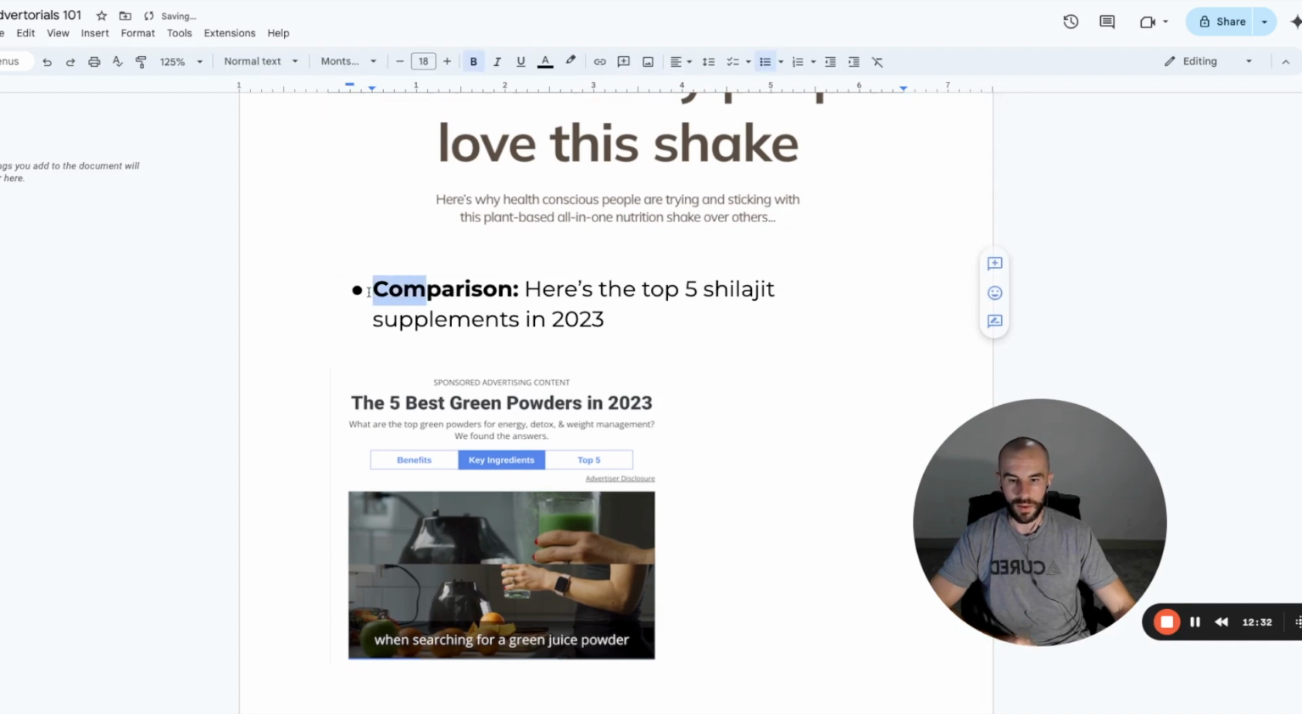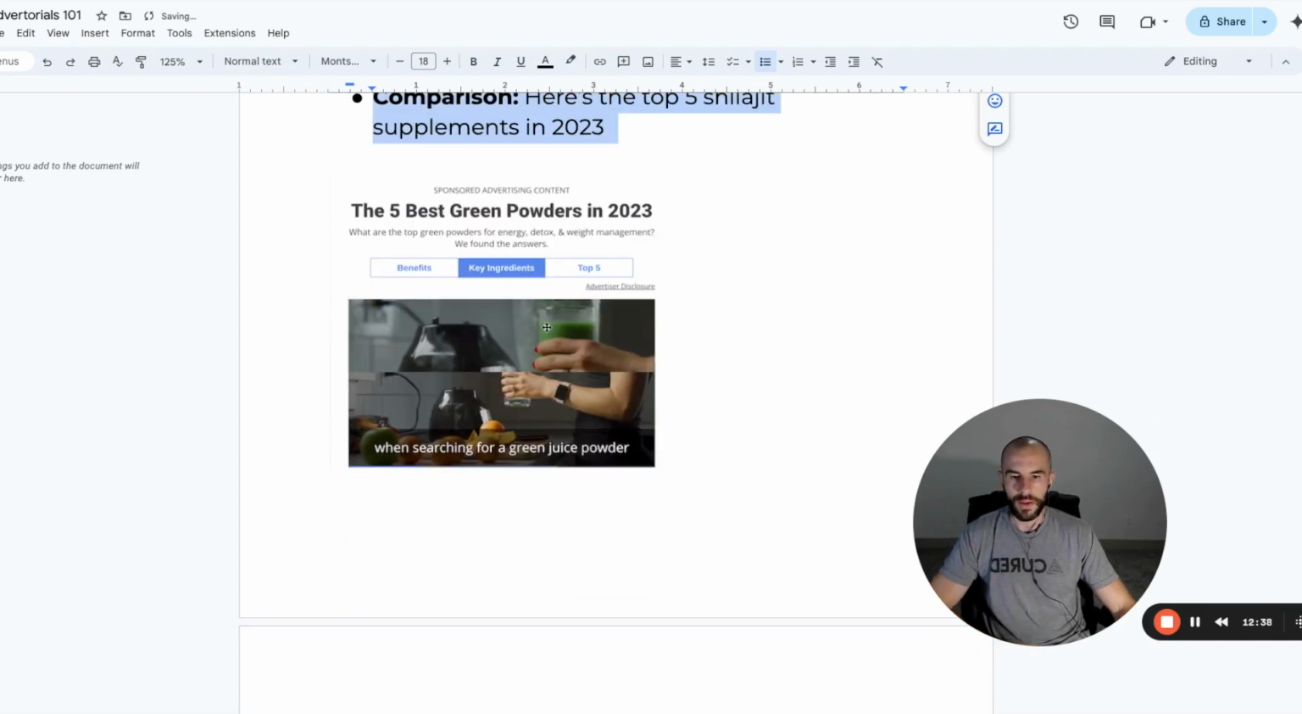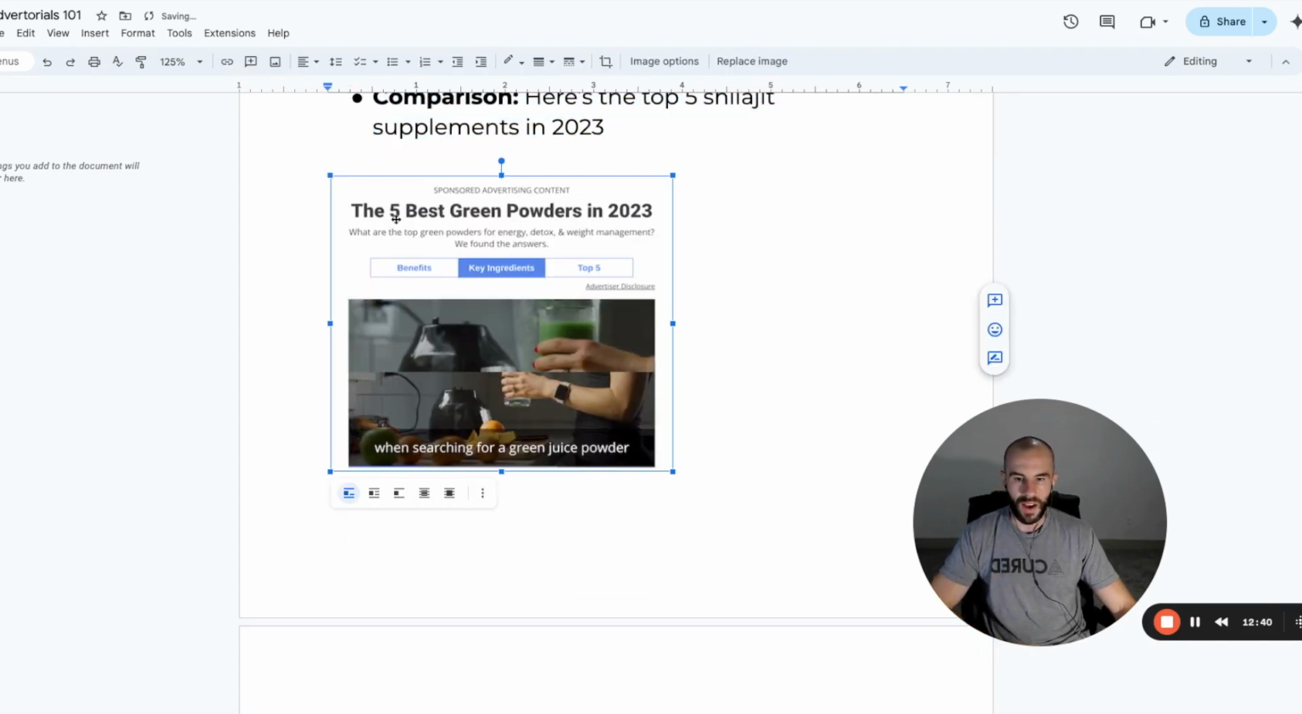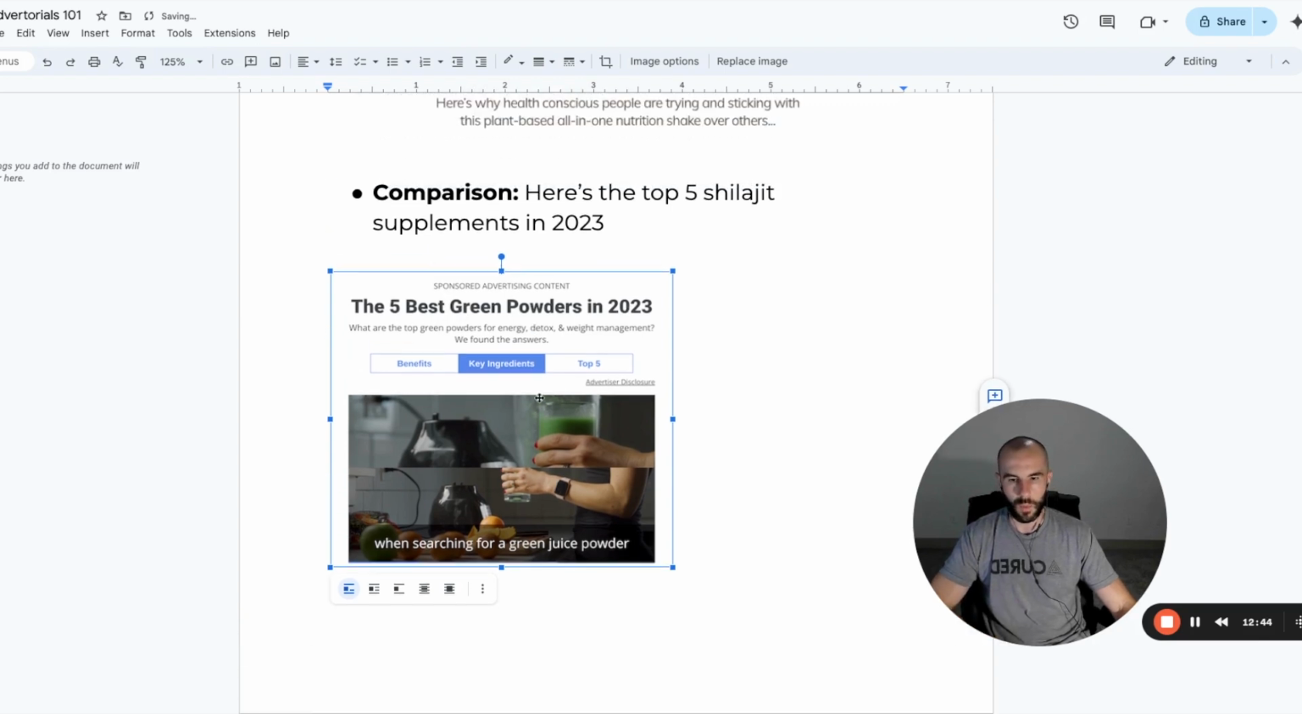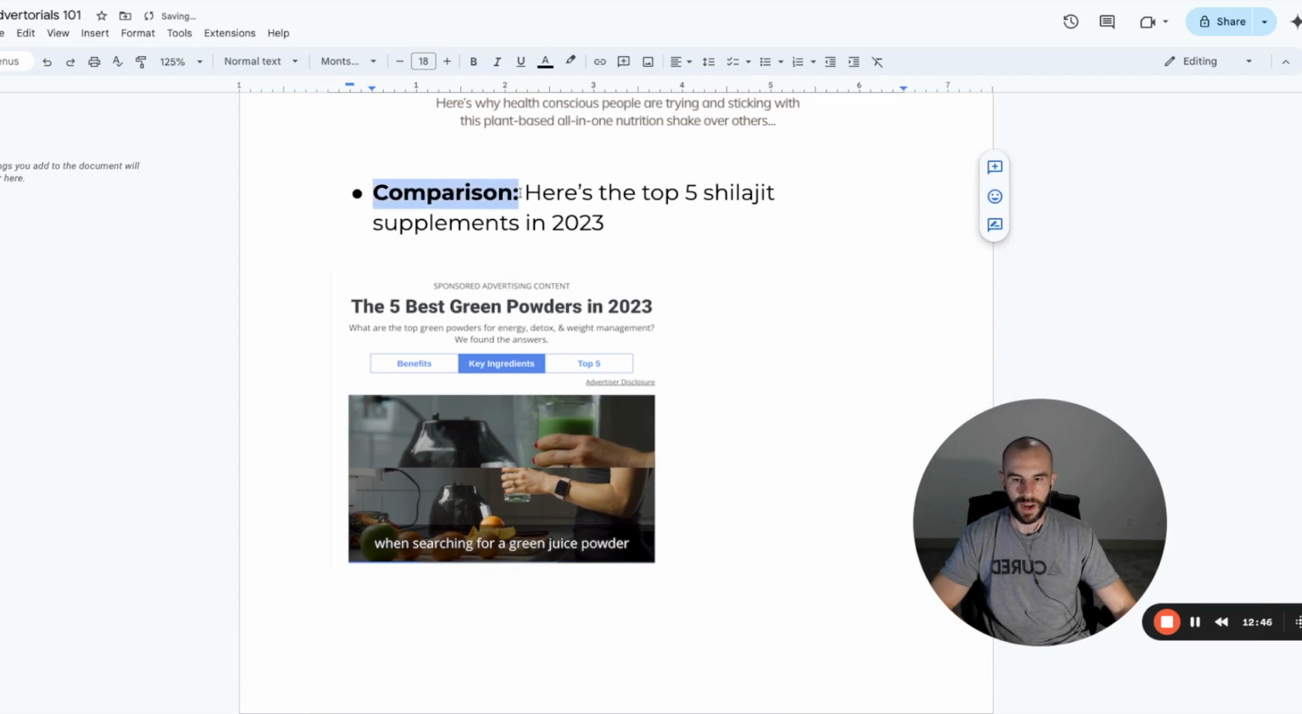Then we have a comparison advertorial. Here's the top 5 legit supplements in 2023. This one right here that I found online, the 5 best greens powders in 2023. It's just literally comparing them. And what ends up happening with a comparison advertorial is that you review all these other ones underneath. Yours is always going to be on the top. It's going to be the highest rated. It is going to be the one that has the most pros and the least amount of cons. It should be a clear alternative to all the ones that are underneath it.